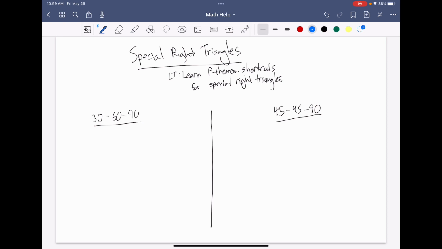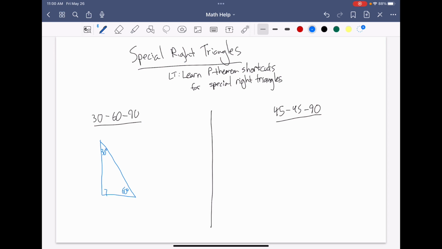Now, we have two types of special right triangles, okay? We have a 30, 60, 90. And what that refers to are the angle measures. So, you have a right angle, you have a 60-degree angle, and you have a 30-degree angle. And so that's your 30, 60, 90 right triangle.